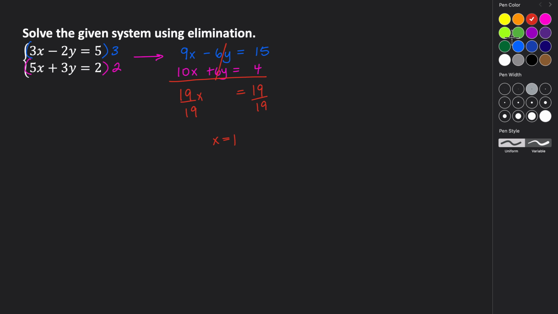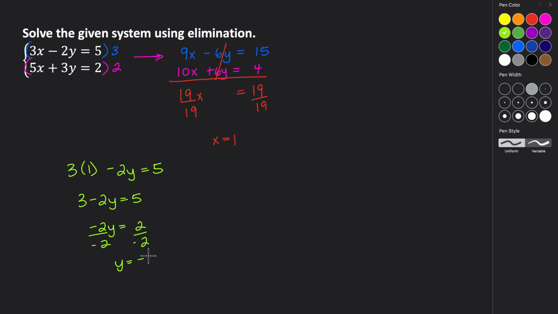So again, we're looking for an ordered pair. So let's go ahead and take 1 and plug it back in. I'm going to plug it into the top equation. So we have 3 times 1 minus 2y equals 5. So that's 3 minus 2y equals 5. Subtracting 3, we get that -2y equals +2. Divide by -2, and we get that y equals -1.